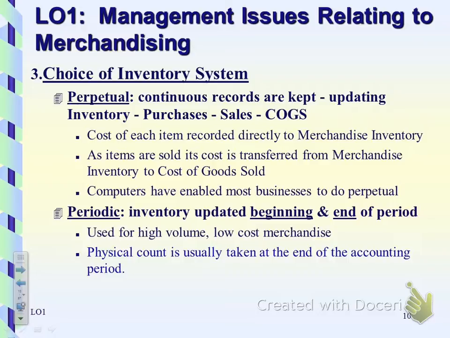With regard to periodic, this is extremely important: the physical count is usually taken at the end of each accounting period. Now, both a perpetual and a periodic system do an actual physical inventory, but it's much more crucial in a periodic because it's your only way of truly knowing your values.